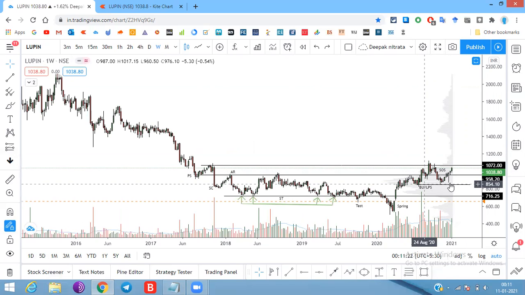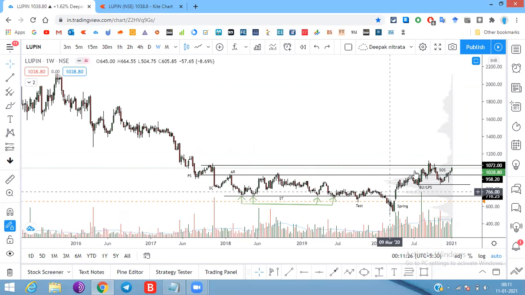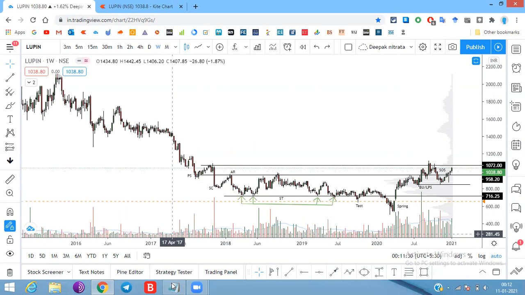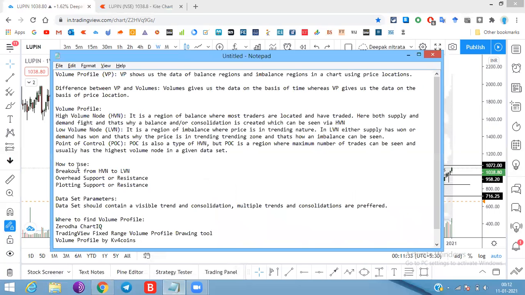So this particular white colored gap that you can see is the point of control. Okay, guys. Now let's continue further. How to use this can't be explained in a theory way, so I'll show you with some examples of charts only, so that we can learn the process of analyzing the volume profile.